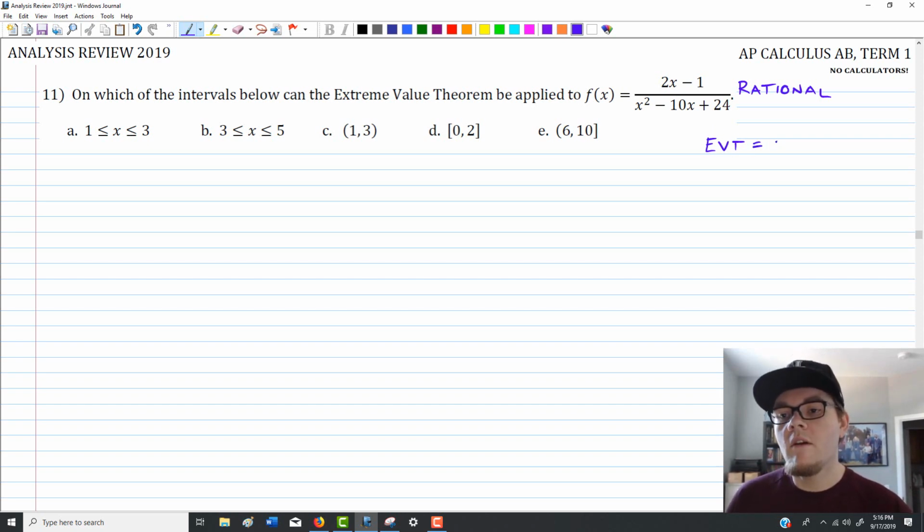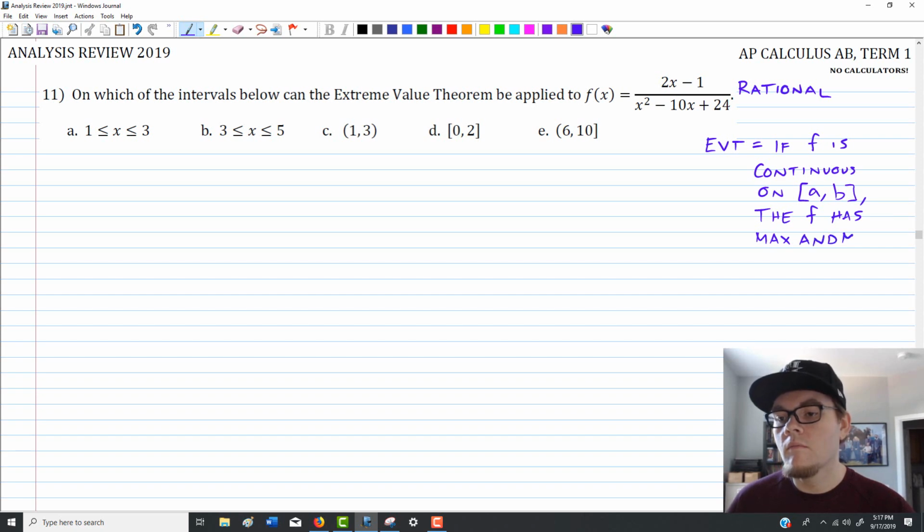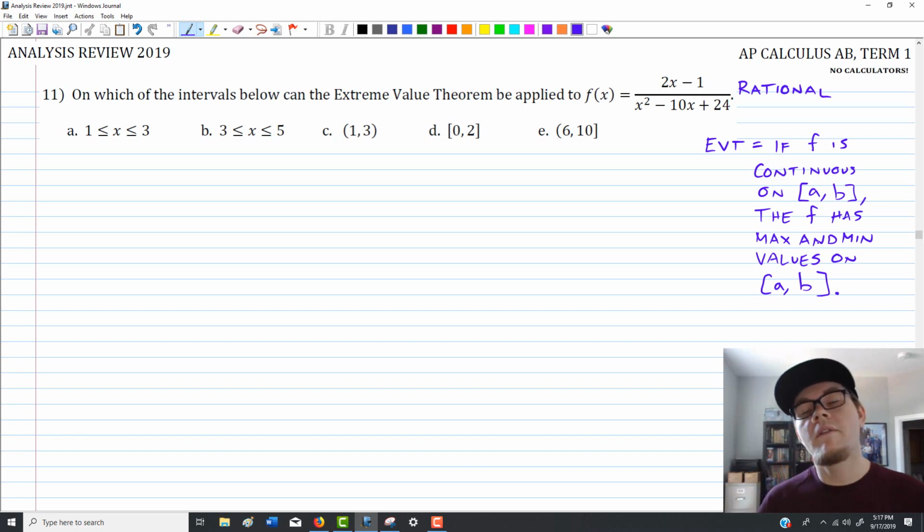Remember that the extreme value theorem basically says if f is continuous, and specifically f is continuous on a closed interval a to b, then f has a maximum, I'll just say f has max and min values on that same interval. And of course I keep it as a closed interval because the endpoints themselves could qualify.